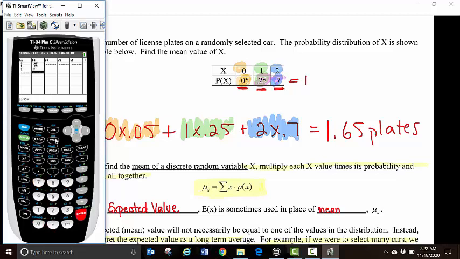Then you do stat, calculate, 1 variable stats. Again, only one thing is varying, the number of license plates. But my frequency, how often it's supposed to happen, that's the probability that it happens, goes right here. Calculate. There's my average number. Oh, I must have had the numbers in wrong. Let's see. 0, 1, 2, 0.05, 0.25, 0.7.